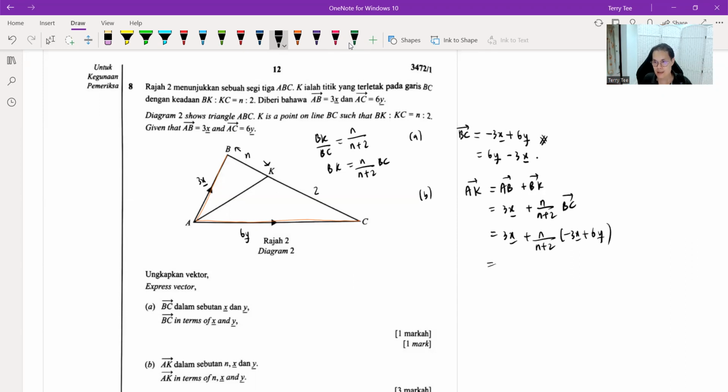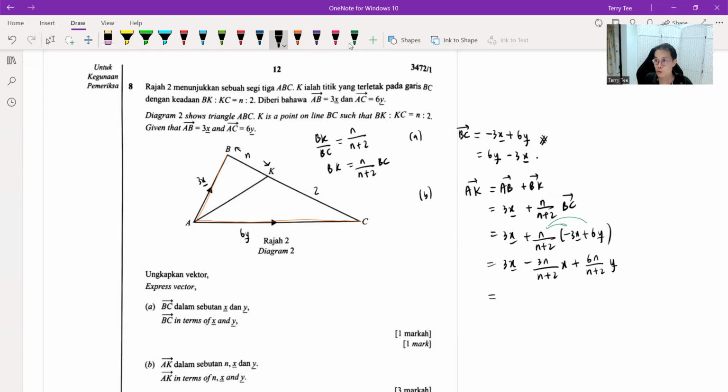So let's multiply inside. This is 3x plus, okay, I'm going to times it, so it becomes a minus, minus 3n over n plus 2 x times, okay, this one times inside. I hope we can see this. I'm multiplying inside 1 by 1. This is 6n over n plus 2 y.